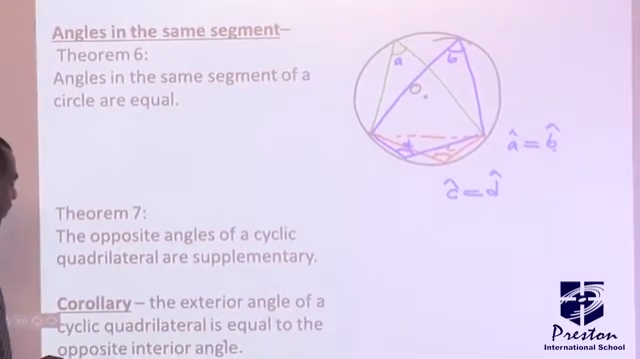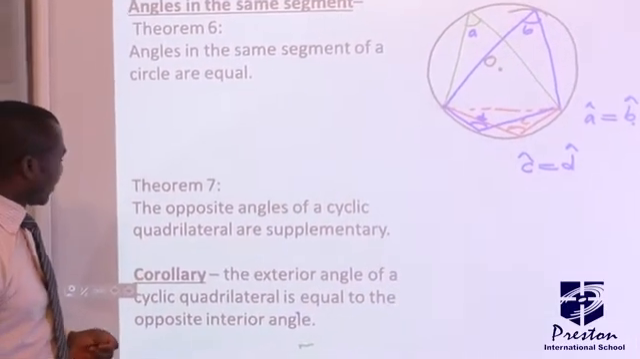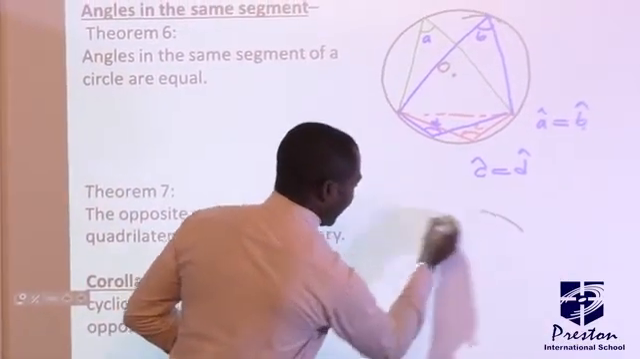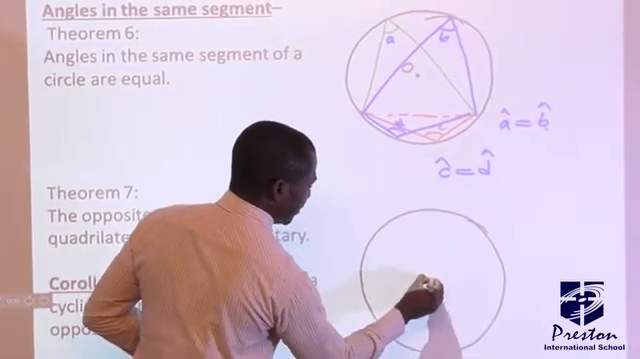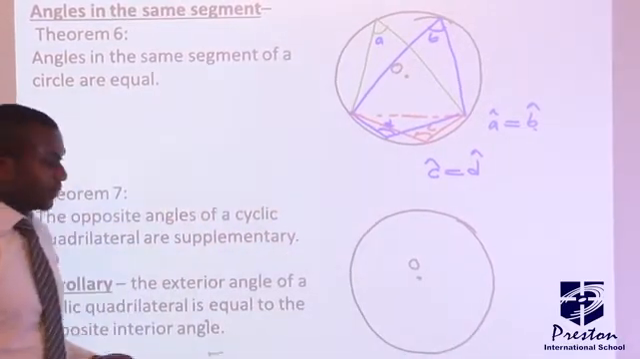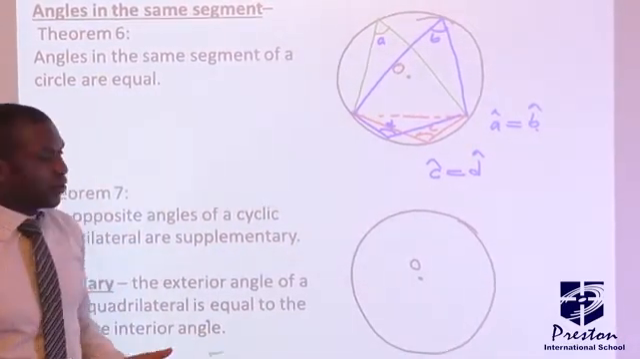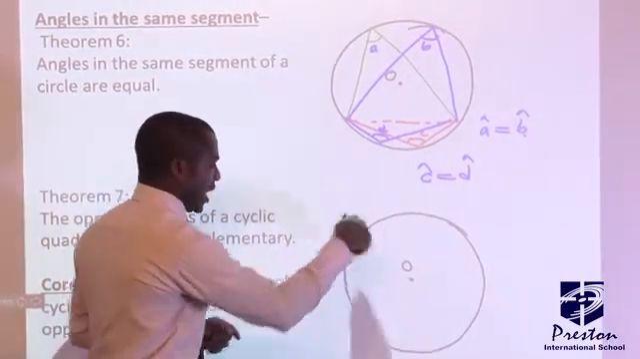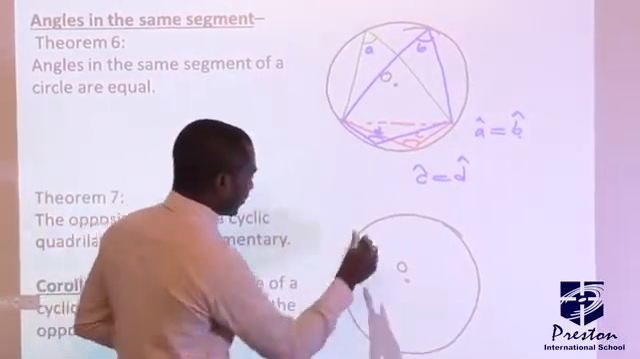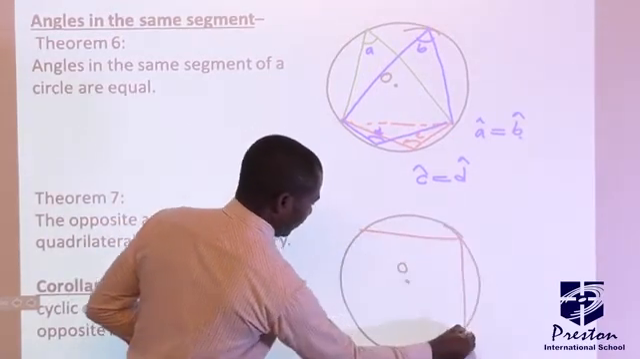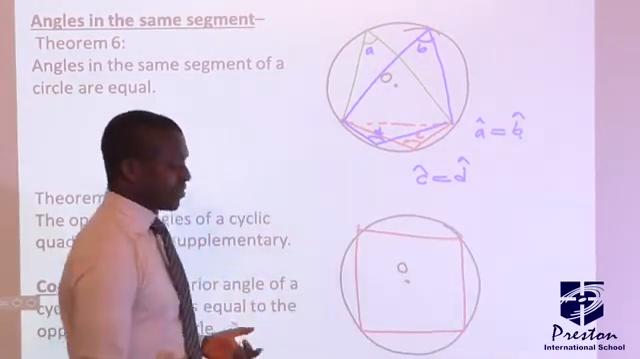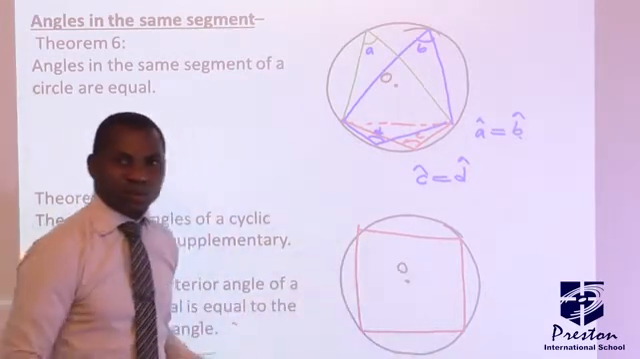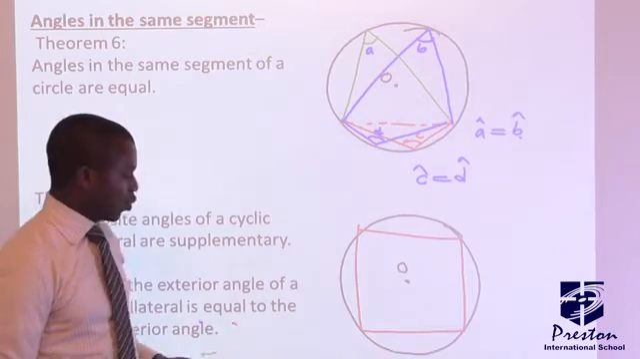In the second theorem, the opposite angles of a cyclic quadrilateral are supplementary. If we have this circle, center O, for a cyclic quadrilateral, we are looking at a quadrilateral that is inscribed inside a circle. This is a quadrilateral inscribed in a circle. That's why it's called a cyclic quadrilateral.